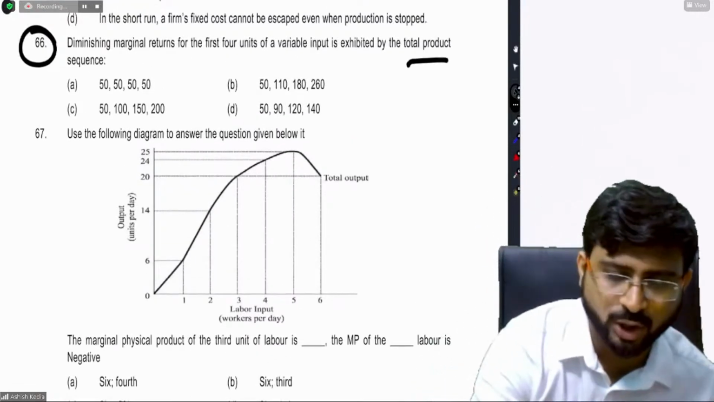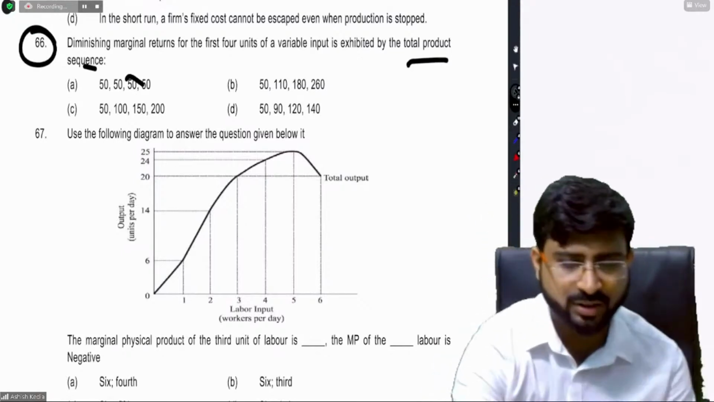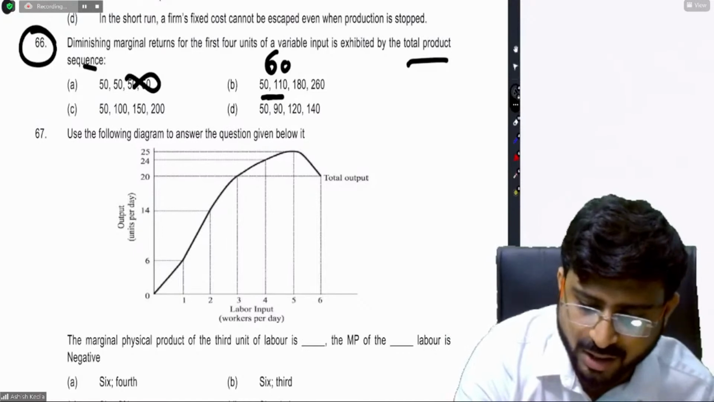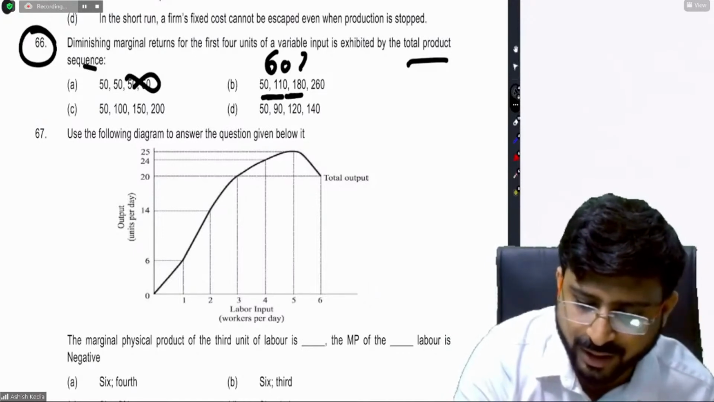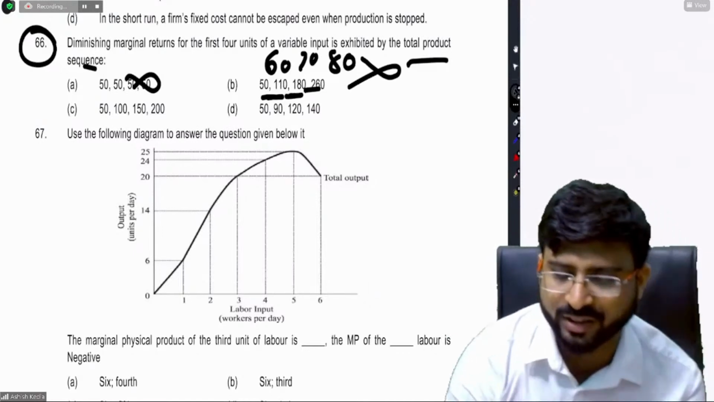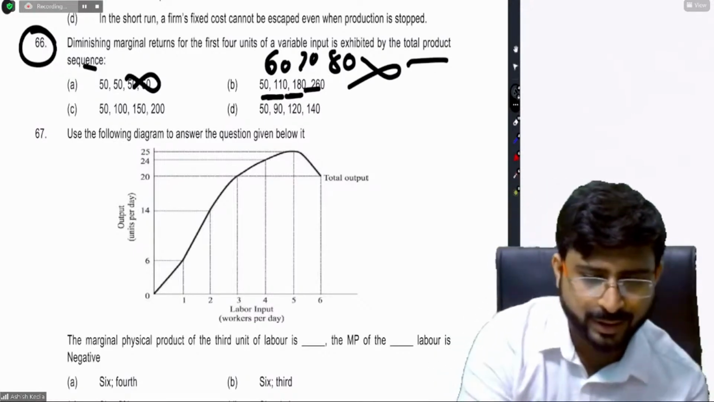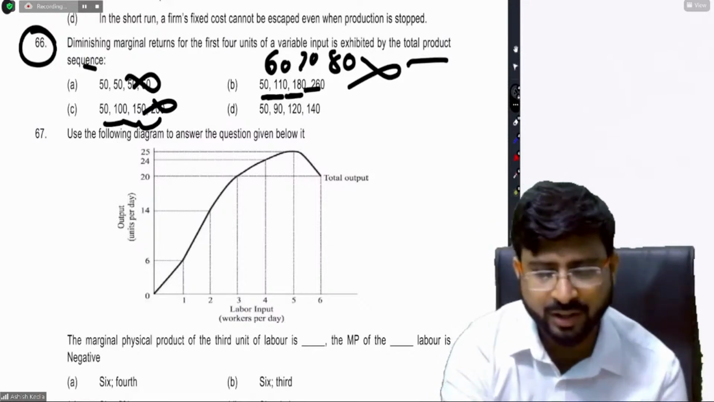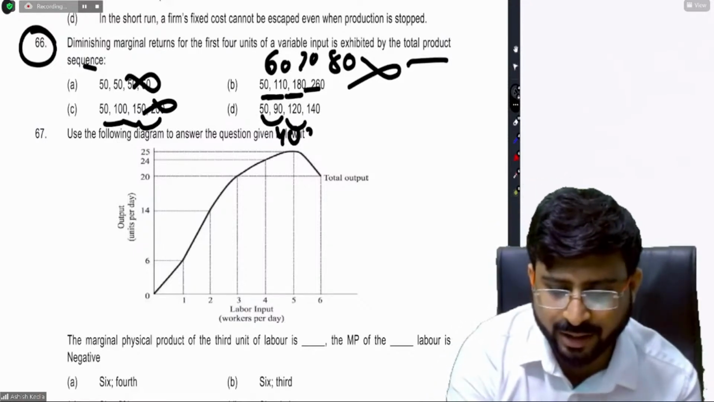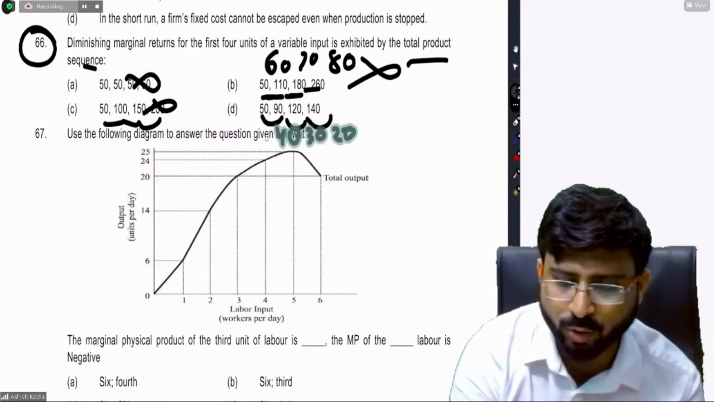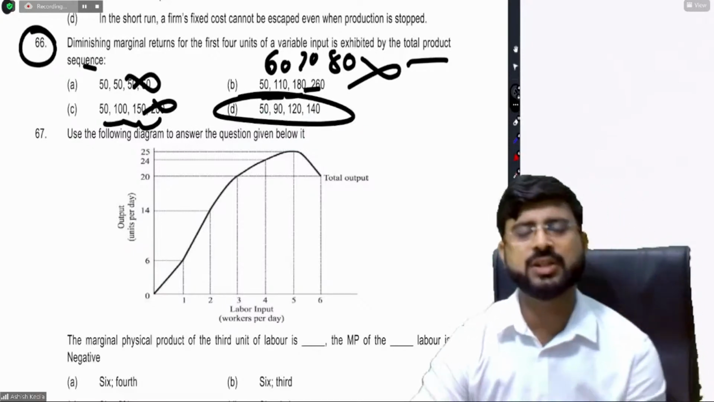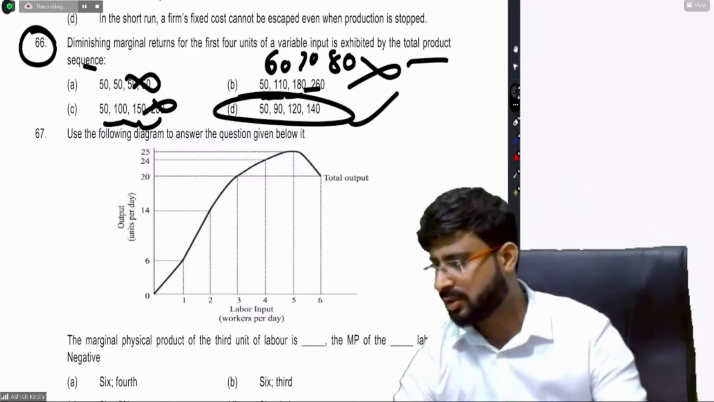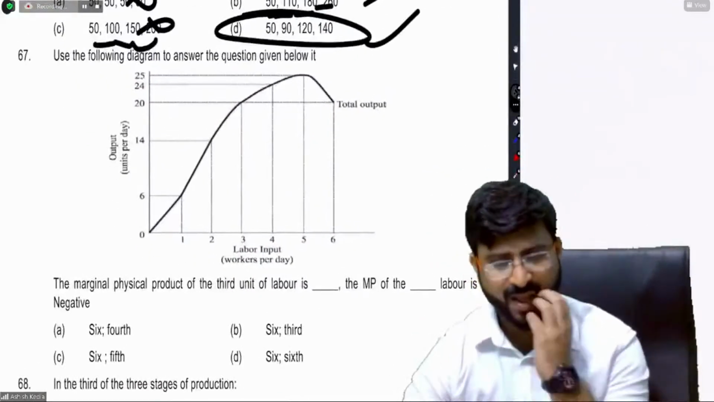It is the total product sequence, correct? So obviously this cannot be total product sequence. Here you see it is increasing by 60, it is increasing by 70, it is increasing by 80. No, it is increasing returns. No. Here it is increasing by 50, 50, 50. I don't think so. Here it's increasing by 40, then by 30, then by 20. So D seems to be the correct answer. So 66 D is the correct answer. That is what we go for.